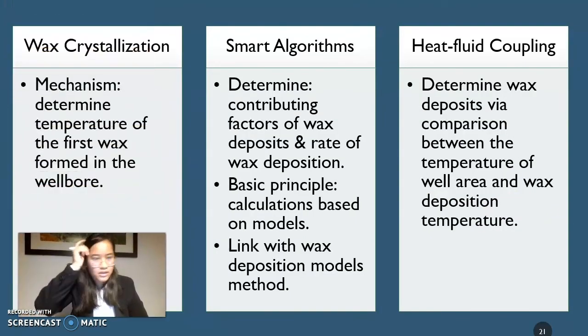Next, the wax crystallization method. The mechanism is to determine the temperature of the first wax formed in the wellbore. Then smart algorithms determine contributing factors of wax deposits and the rate of wax deposition. The basic principle is calculations based on models, which is pretty similar to the deposition models method. Lastly is heat fluid coupling. It determines wax deposits via comparison between the temperature of the well area and the wax deposition temperature.